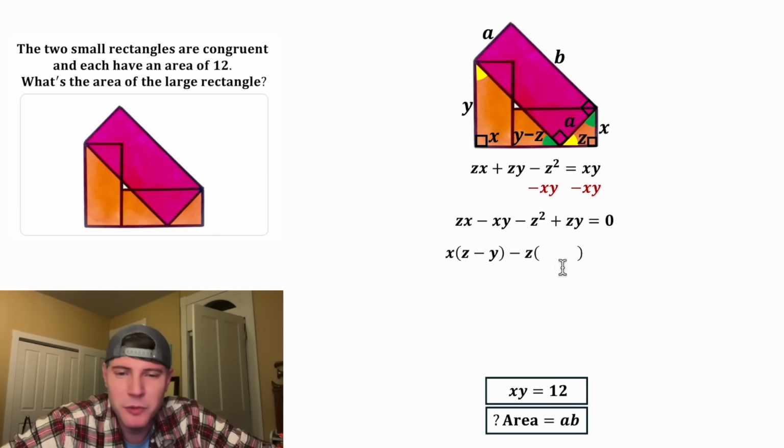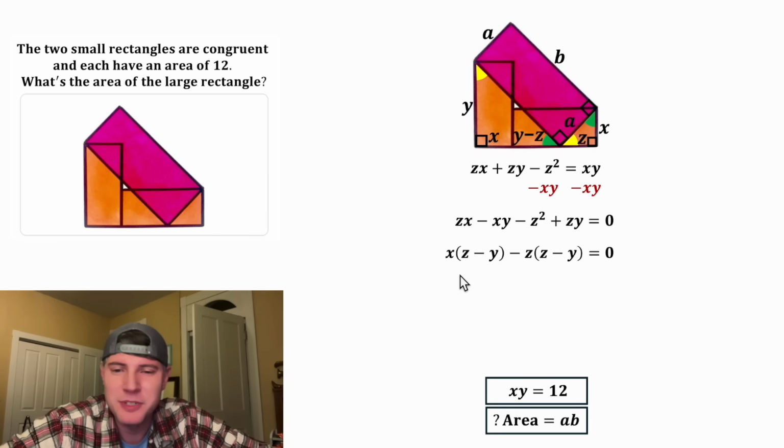And then for the second one, after we factor out a negative Z, we'll be left with positive Z minus Y. And this whole thing is still going to be equal to 0. Now we have two terms, and each of these terms contains a Z minus Y. So we can factor out Z minus Y. And then to get inside this parentheses, we're going to factor out this Z minus Y to leave us with X, and then factor out this Z minus Y to leave us with negative Z. And this will still be equal to 0.